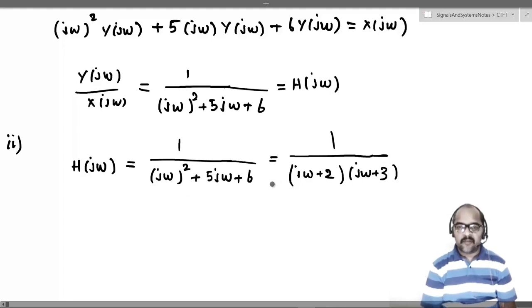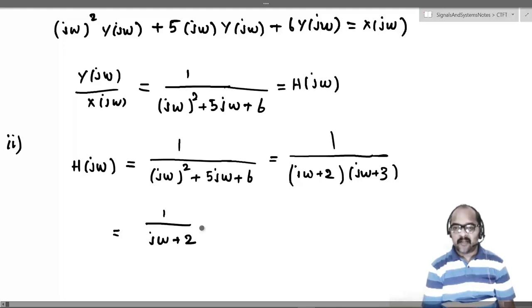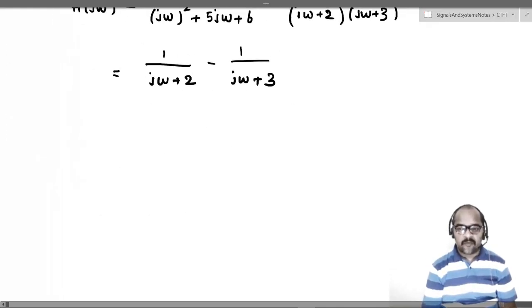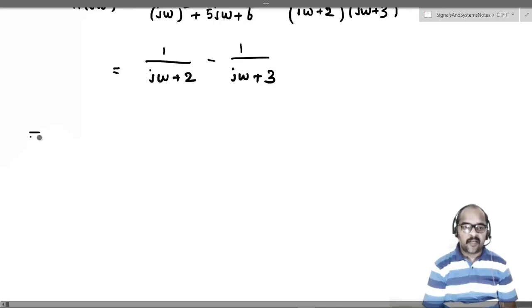Okay, so the denominator we can factorize like this, and hence what will be the partial fraction expansion here? For the first one, replace j omega with minus 2, so you will get 1 by (j omega plus 2), and then replace j omega with minus 3, so you will get minus 1 by (j omega plus 3). So that is our H of j omega. But what the question asks is to find the impulse response.